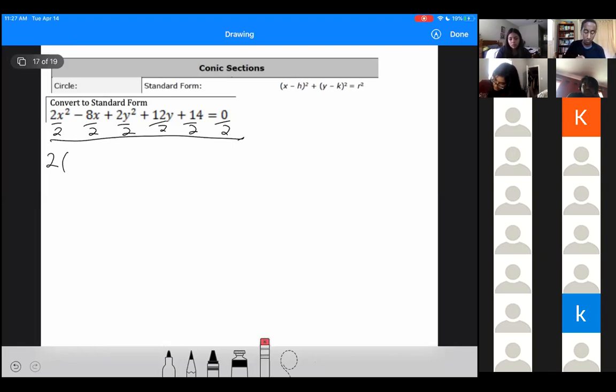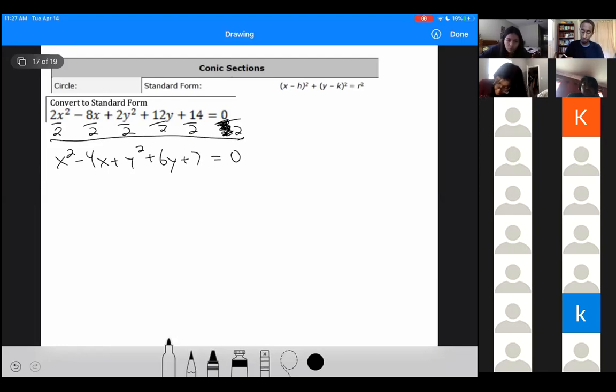Why do we not want to keep the 2? Because if we keep the 2, we wouldn't do it on this side. And then you would have a 2 out here, but you never have a 2 out here when you're talking about circles. So we divide all the way across the equal sign. So it's x squared minus 4x plus y squared plus 6y plus 7 equals 0. Well, this was divided by 2, but 0 divided by 2 is just 0.